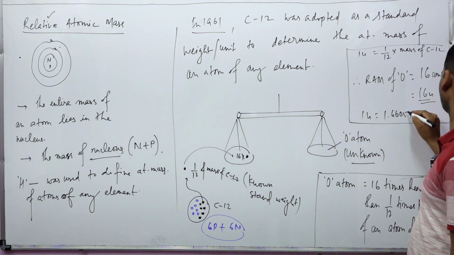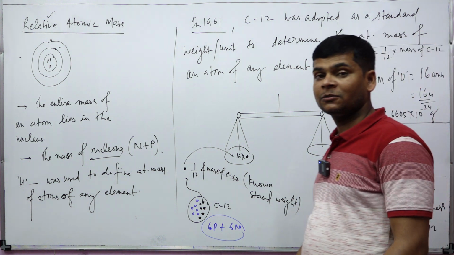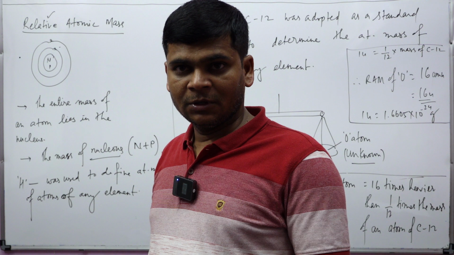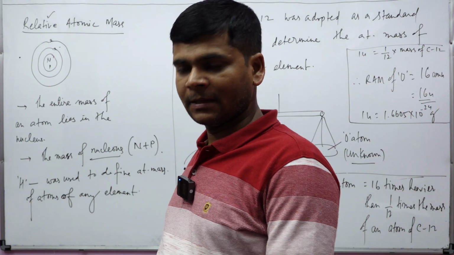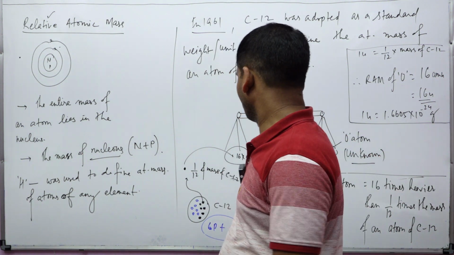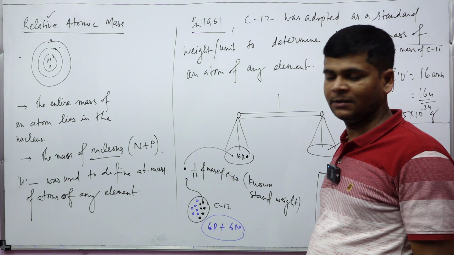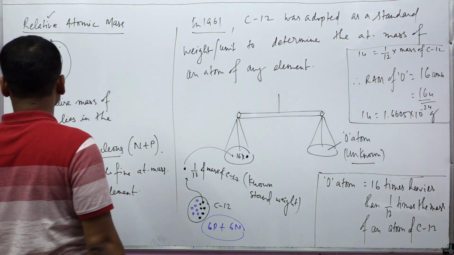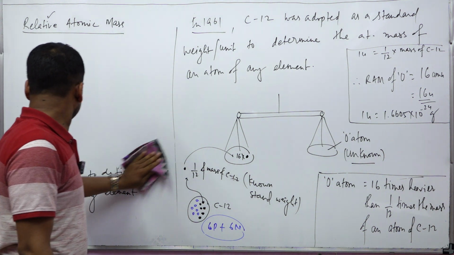1U is 1.6605 into 10^-24 grams, which is the mass of one nucleon, and you can call it the mass of a proton or the mass of a neutron. So here we have compared it, so this is how you define. So now we can write the statement stating the relative atomic mass.